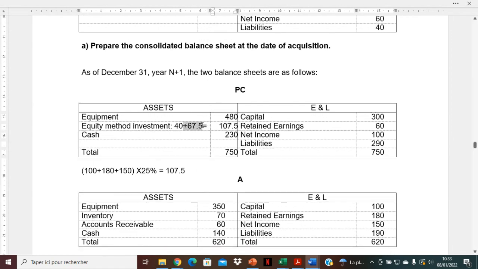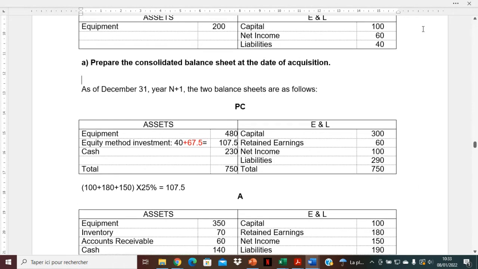Okay, so I need to add 67.5 here. That means I need to analyze where the increase comes from. So I compare the balance sheet at the date of acquisition and equity today. So we see the capital is the same. Obviously, in n plus 1, I have net income of 150. And since I own 25% of this company, I get 25% of the net income.